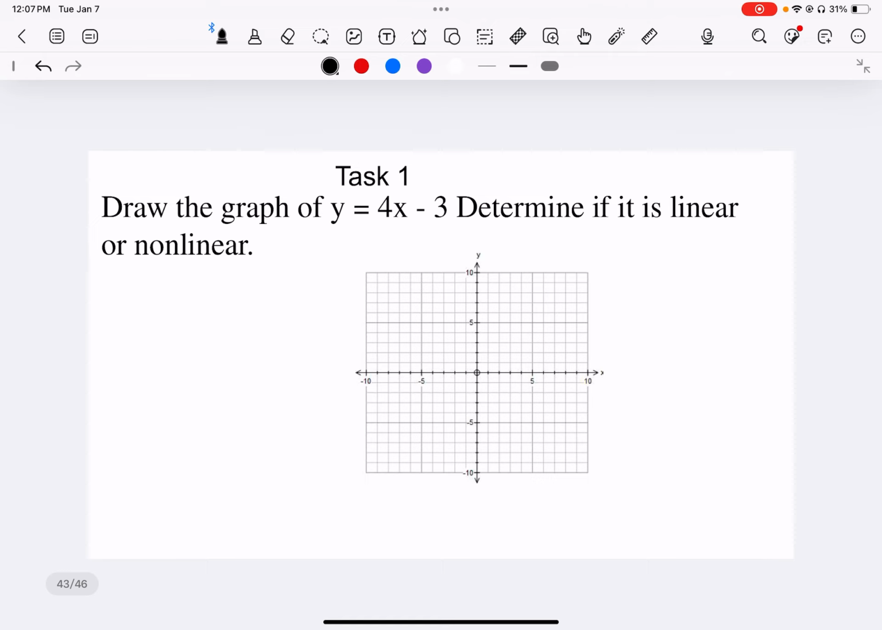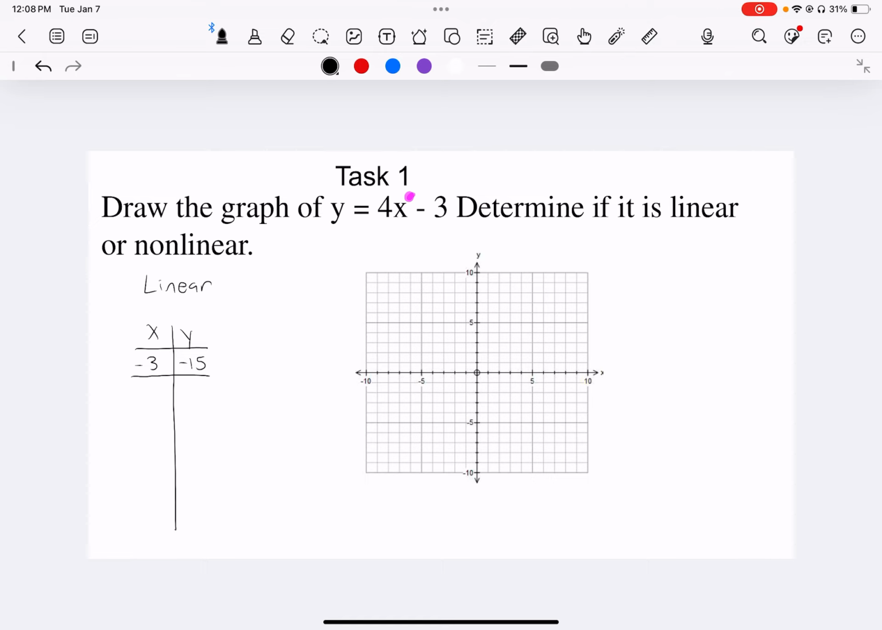Draw the graph of y equals 4x minus 3. Determine if it's linear or nonlinear. Since I notice that the exponent of my variable is 1, I know this is going to be a linear function. To draw my graph, I'm going to use a t-chart, and I'm going to start with x equal to -3. When I have -3 for my input, that would give me y is -15.